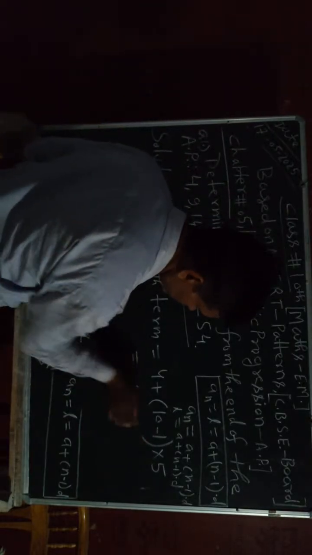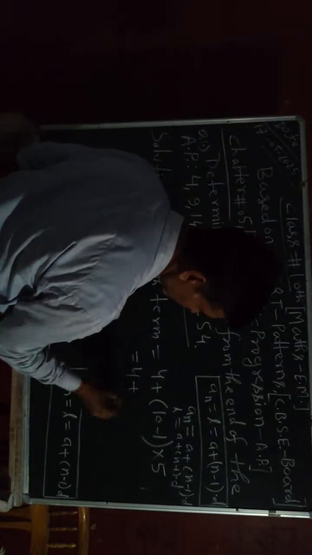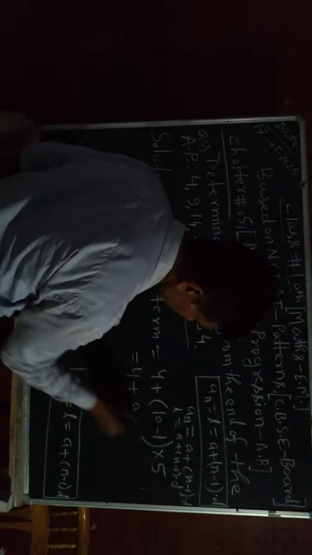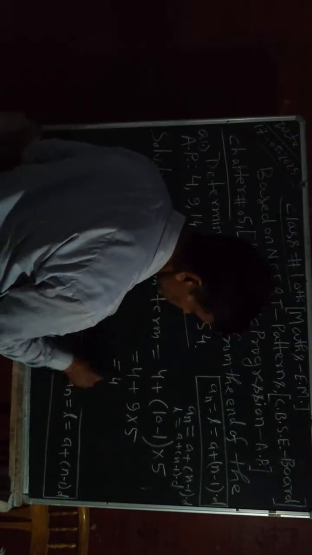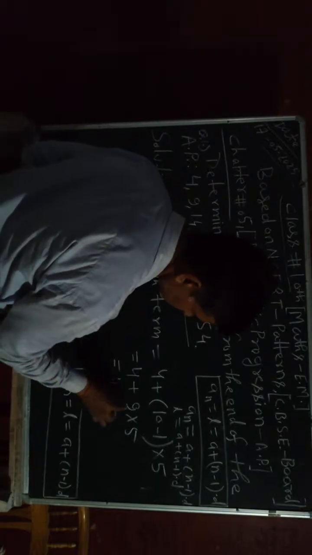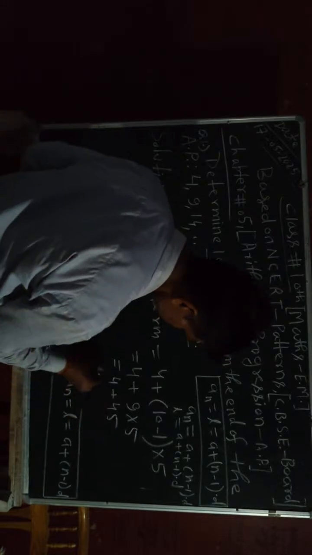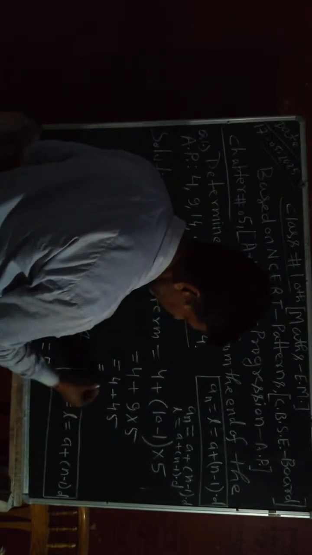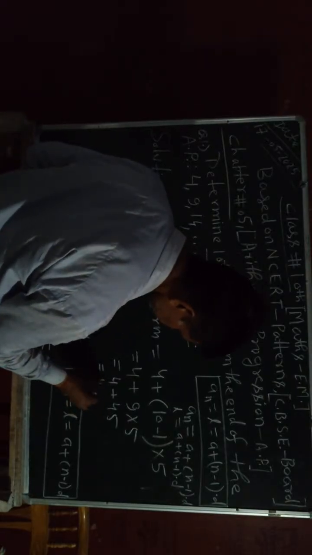So here I am going to simplify it. After simplifying I will put here 4. Here I will write 10 minus 1, that is 9, and 10 into 5. After putting here, I have to put 4 plus 9 times 5, that is 45. So after multiplying, I will add 45 plus 4, that will be 49.